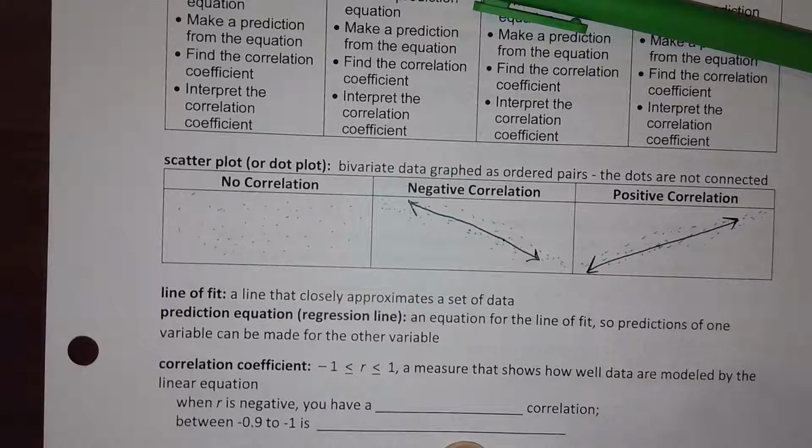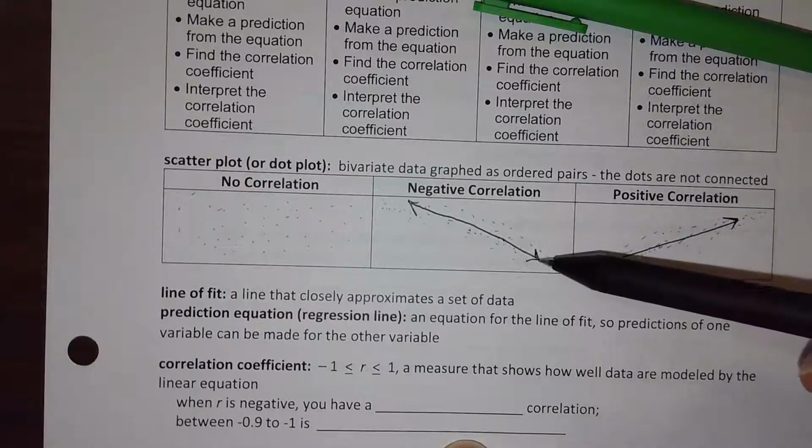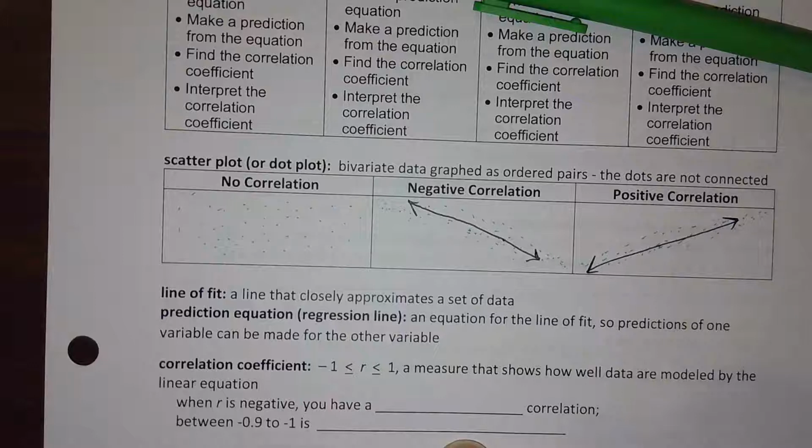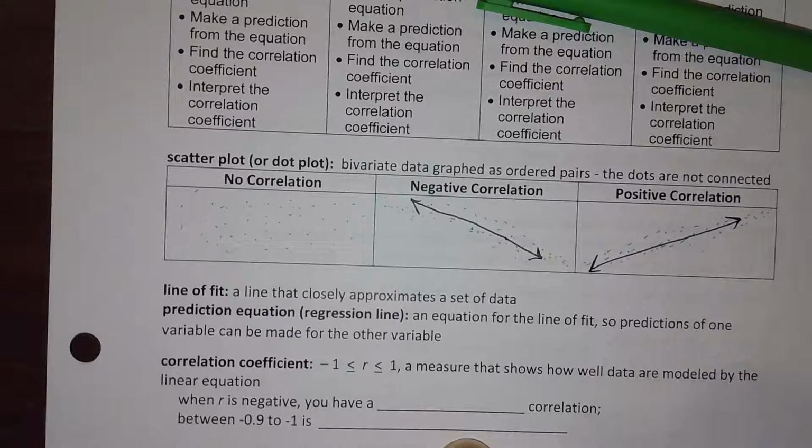Prediction equation is a regression line. It's an equation of this line, sometimes referred to as the line of best fit. So predictions of one variable can be made for another variable, meaning you get a linear equation, and we can use the x value as our predictor to find the prediction.